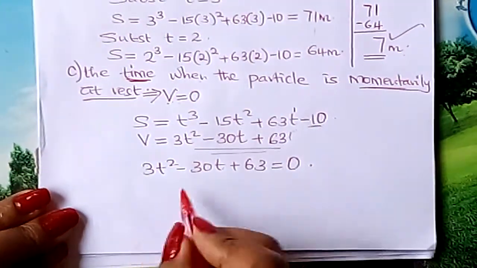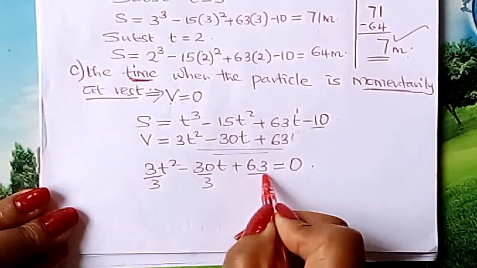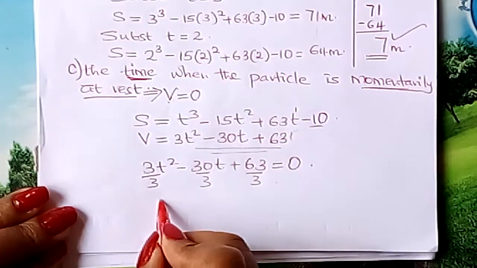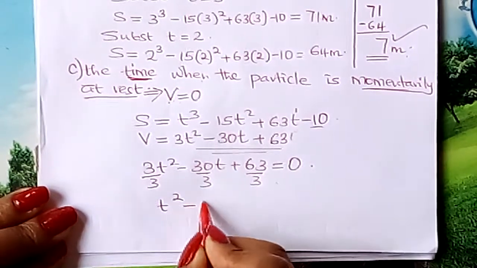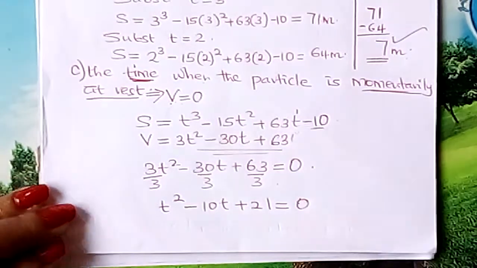Good. So learner, here we have a quadratic equation. Divide everything by 3 to simplify it. So you get t squared minus 10t plus 21 is equal to 0.